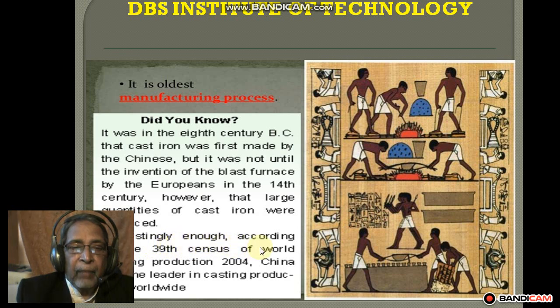Interestingly enough, according to the 39th census of world castings production in 2004, China was the leader in casting production worldwide at that time.